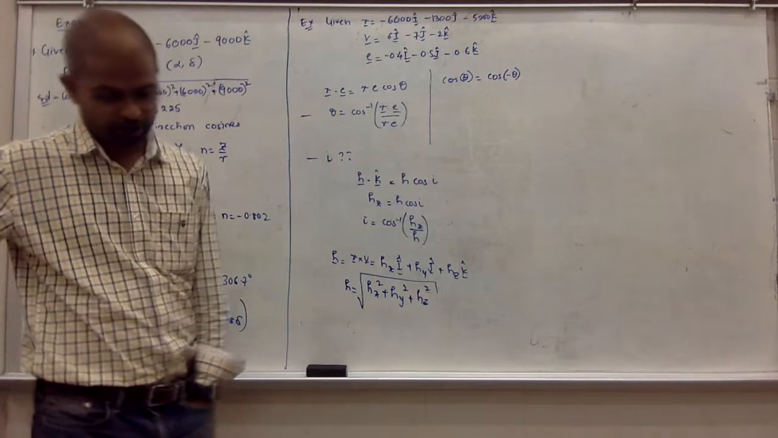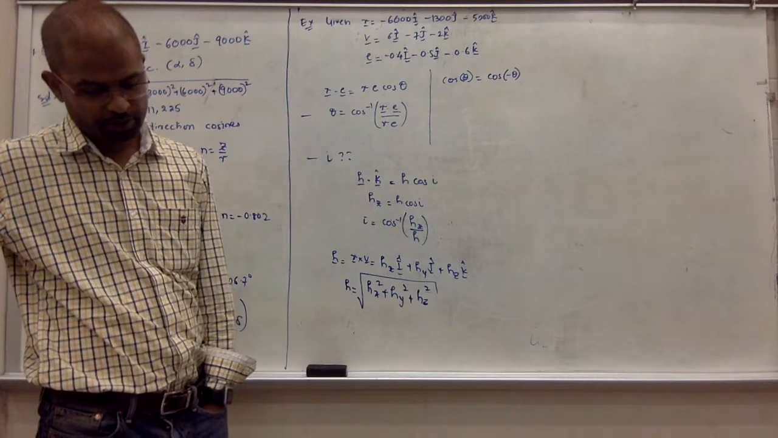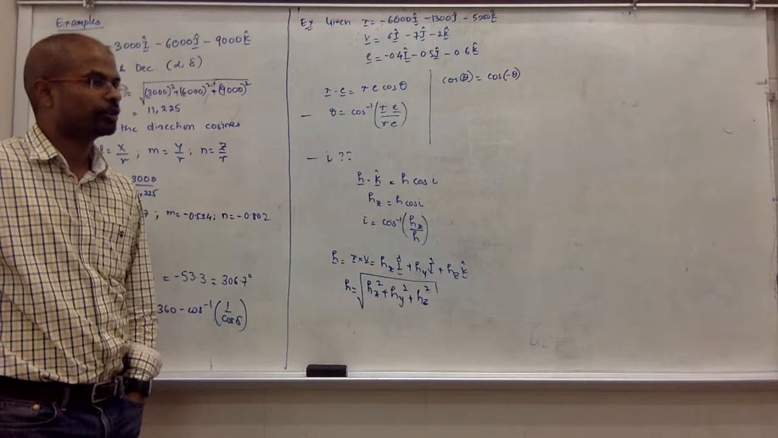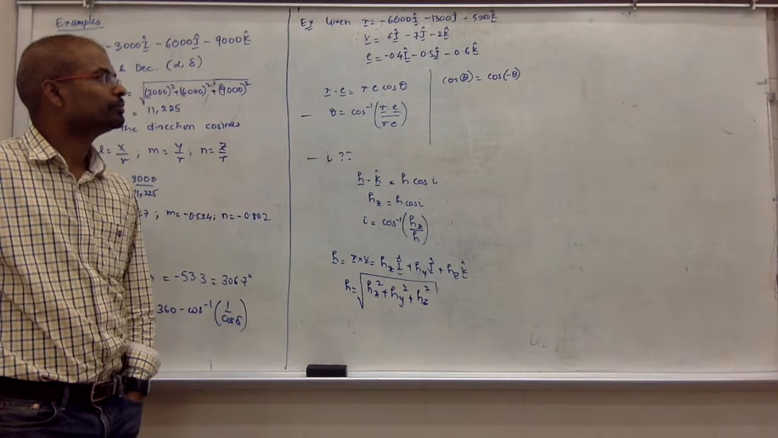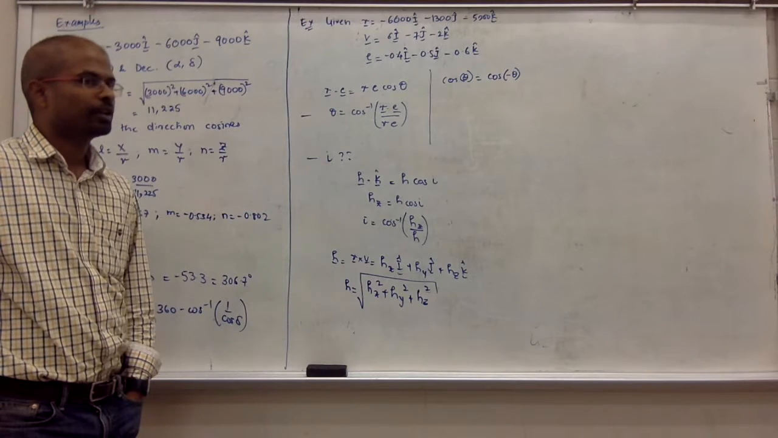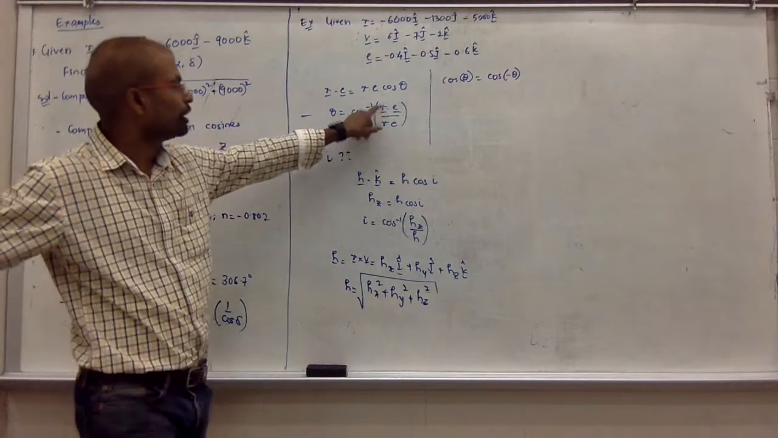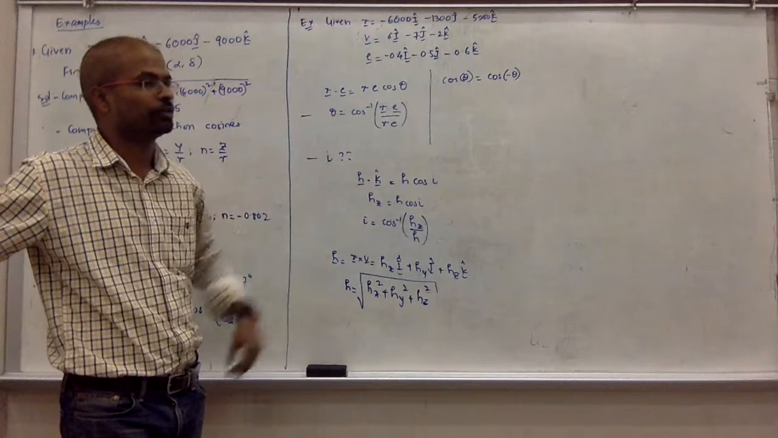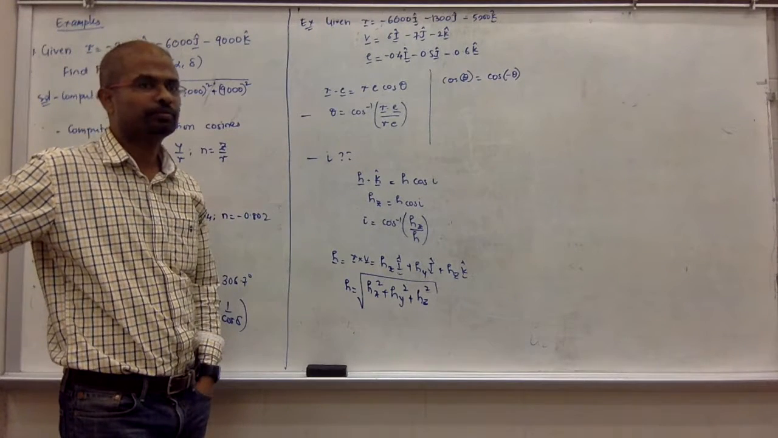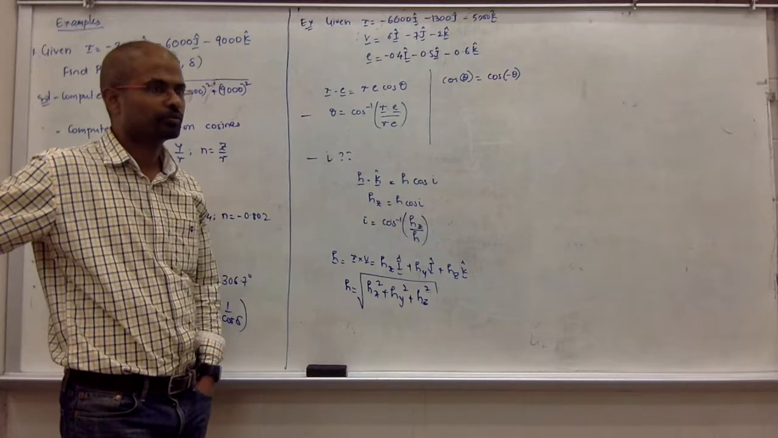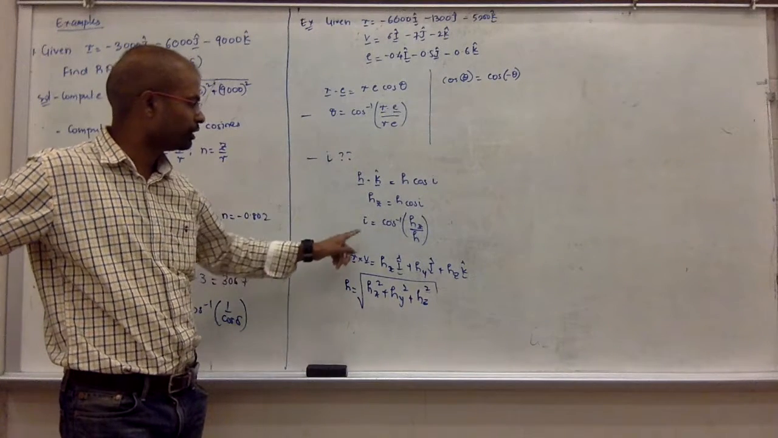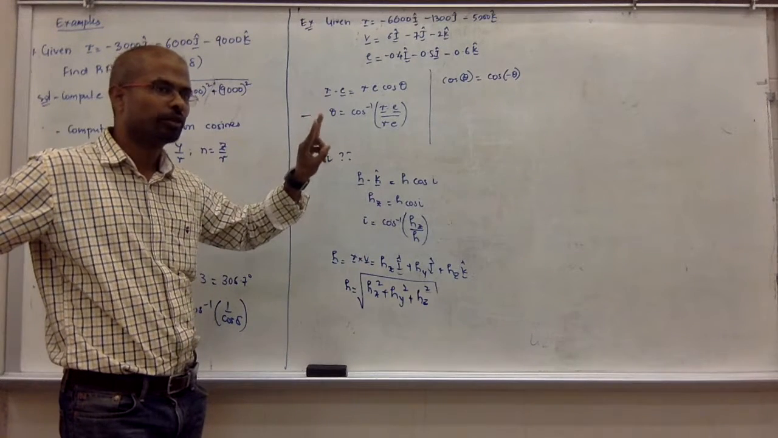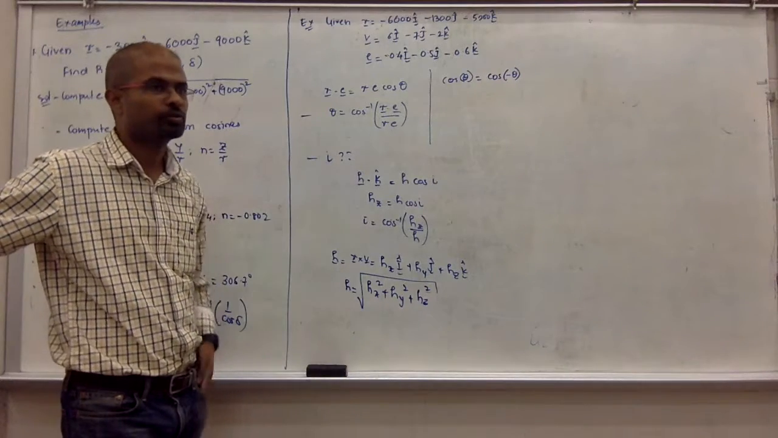Whatever value you're getting here, whether you plug in cosine of theta or cosine of negative theta, you're going to still get that back. You understand? So here again, you're going to face the same problem. You're going to get two values. How do you resolve those?